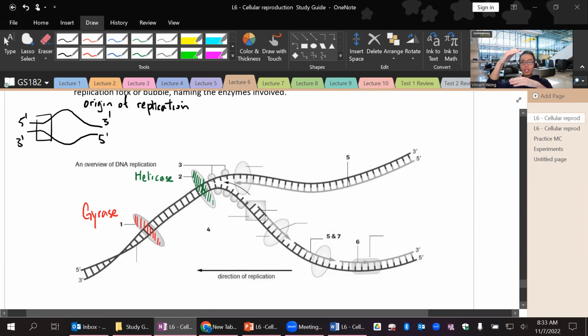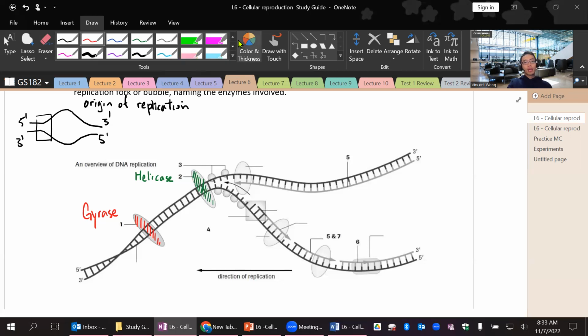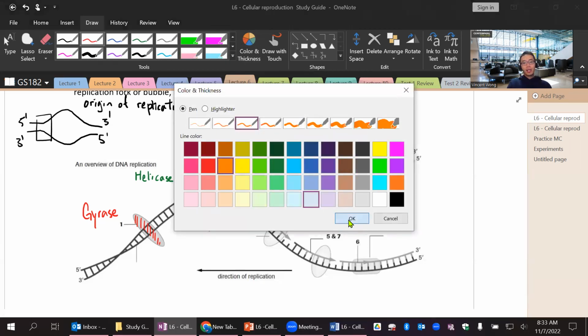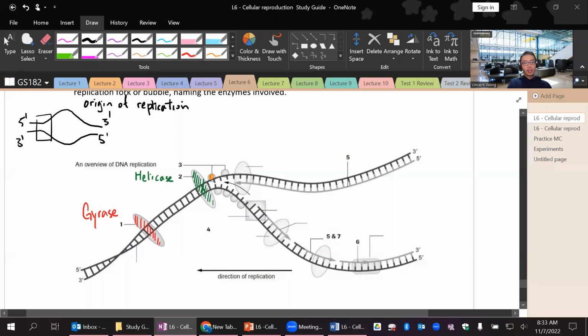Now, the two strands of DNA have a tendency to come back together because they're attracted to each other, right? And we do not want them to come back together. We want to prevent reannealing. That's what we said in class, right? And that's what these little circles are. They will bind to the separated strands and prevent them from coming back together. We call these single strand binding proteins.